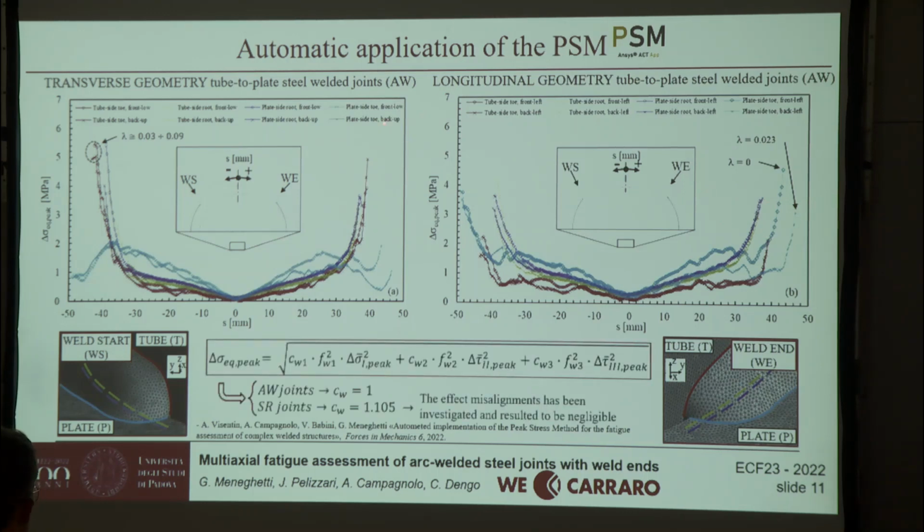The data shown here are related to the as-welded test condition, but you can simply derive the values for the stress-relieved joint by multiplying the range of the equivalent peak stress by the square root of the CW coefficient. Also, the effect of misalignments has been investigated and resulted to be negligible.